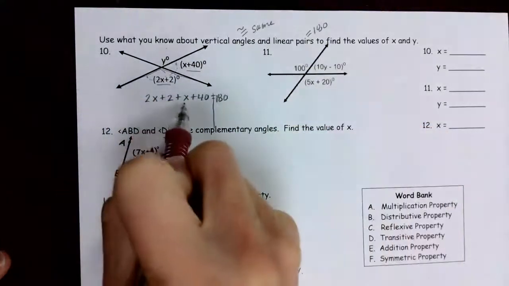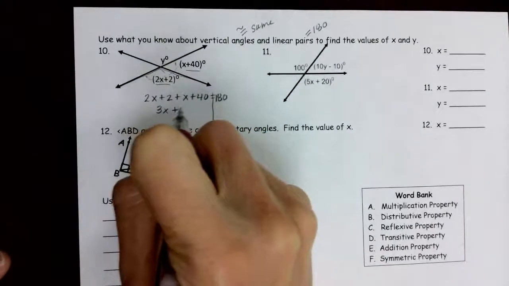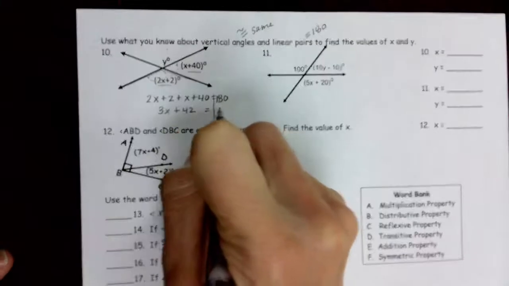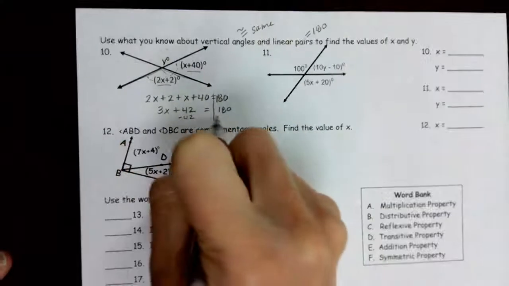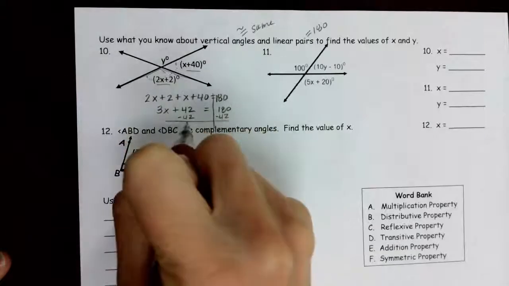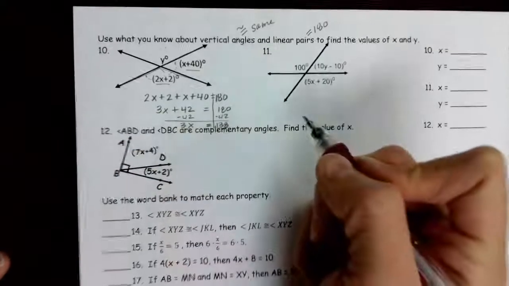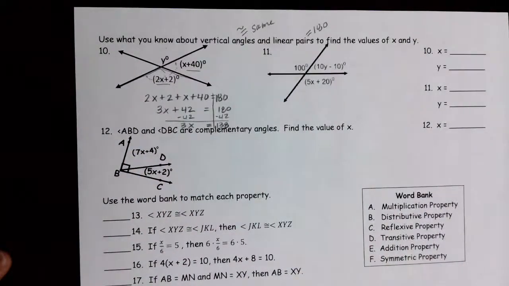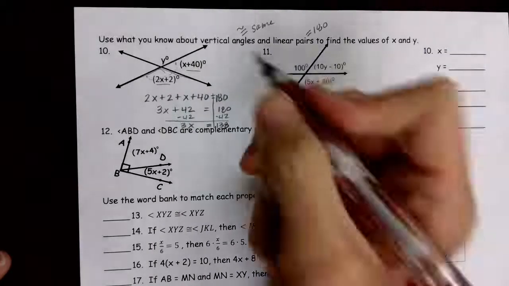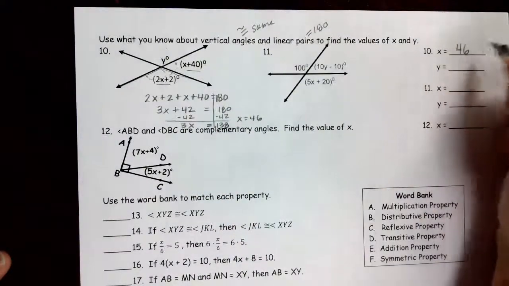I'm going to have 2x plus x, which gives me 3x. 2 plus 40 gives me 42, and I'm going to set that equal to 180. From there, I need to subtract the 42, and what I'm left with is 3x is equal to 138. So my last step would be divide by 3, and if I take 138 and divide by 3, I end up with x equal to 46, and that's where I get my x value.